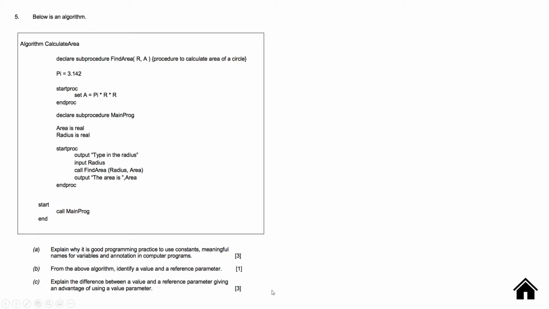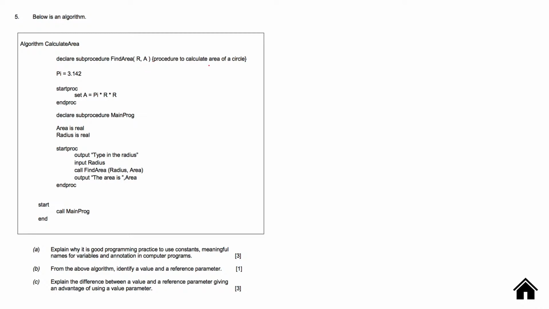So if you look at this example here, for all our pseudocode people, here is an algorithm. This is a typical exam question. The algorithm calculates the area of something. So it says declare sub-procedure find area. So we know our procedure is called find area, and it has two parameters, a parameter R and a parameter A.